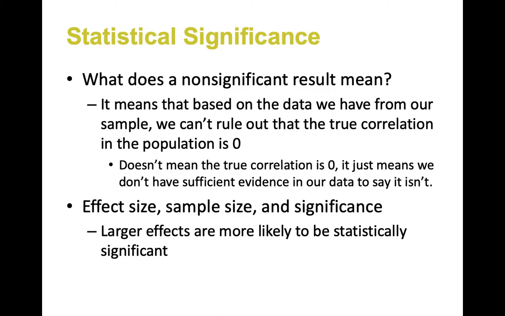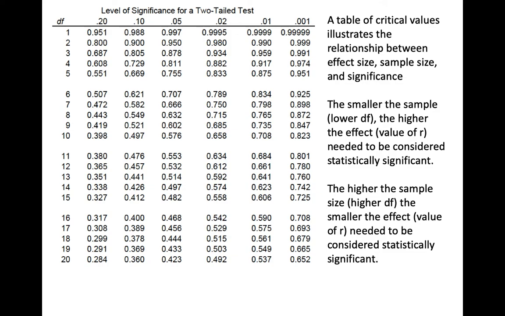So we need to look at that p-value, but that p-value is dependent on both the effect size and the sample size. A very small effect might be statistically significant for a large sample, but not for a small sample. Okay. So what we do is we have to use some way to determine whether our correlation is statistically significant.